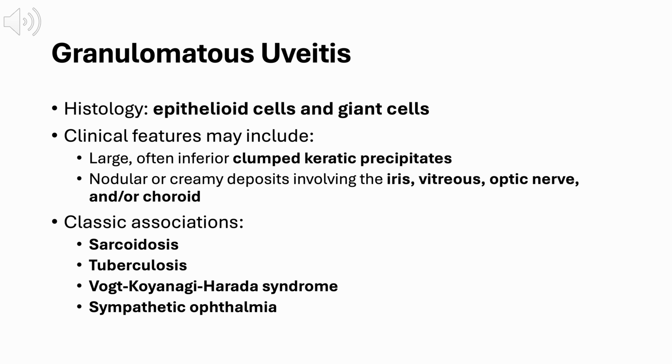Let's define the granulomatous pattern. Histologically, it features epithelioid cells and giant cells. Clinically, look for large, often inferiorly clumped keratic precipitates and nodular or creamy deposits on the iris, in the vitreous, on the optic nerve, or in the choroid. The classic associations are the ones to have on instant recall: sarcoidosis, tuberculosis, Vogt-Koyanagi-Harada syndrome, and sympathetic ophthalmia. When you see big, greasy mutton fat precipitates and nodules, those 4 diseases should light up immediately.